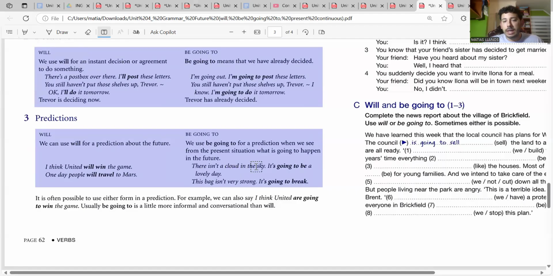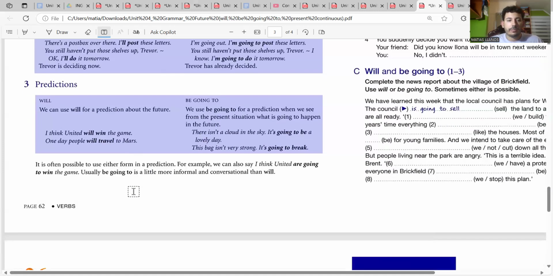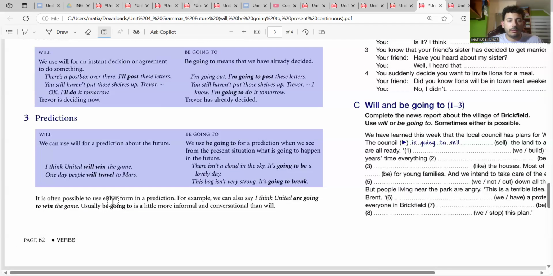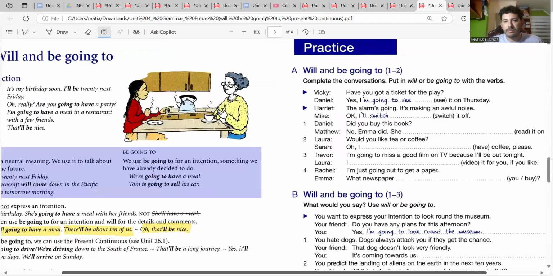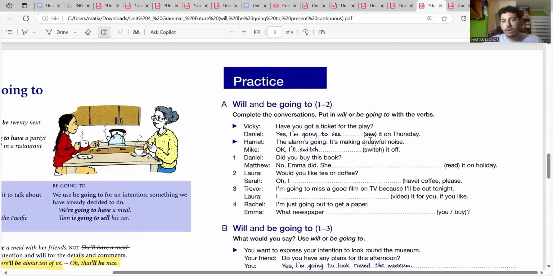There isn't a cloud in the sky. It's going to be a lovely day. Of course, if there isn't a cloud in the sky, it will be sunny. So it will be a lovely day. It is often possible to use either form in a prediction. For example, we can say, I think United are going to win the game. Usually be going to is a little more informal and conversational than will, but that doesn't matter that much. So, will and going to.